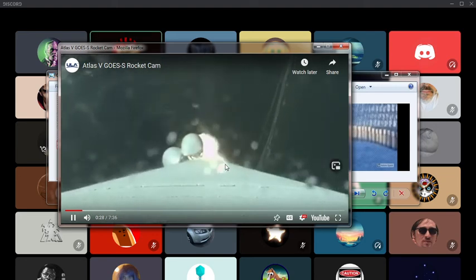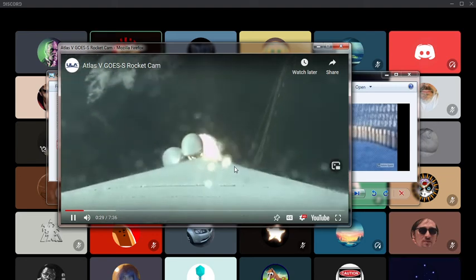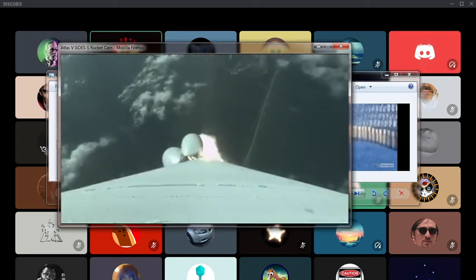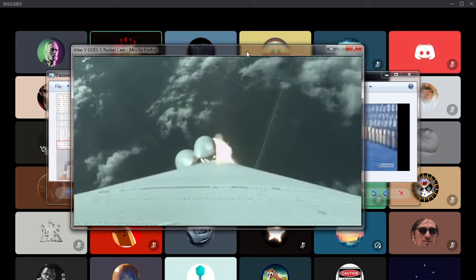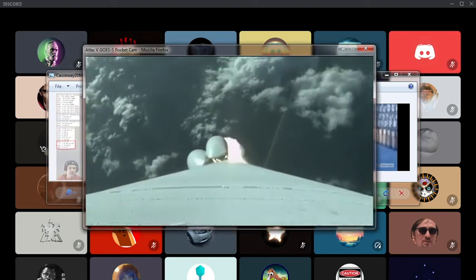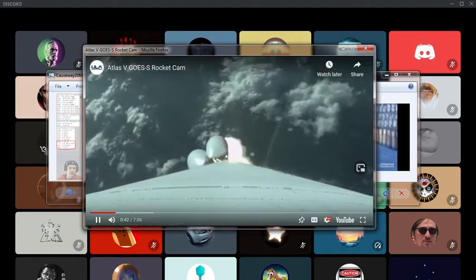Lots and lots of water, lots of distortion. Okay, we're getting away from the Earth. Yeah, it's looking good. This looks real. This looks definitely real so far. I don't see any issues so far. We can see the Earth, see the clouds. Okay.